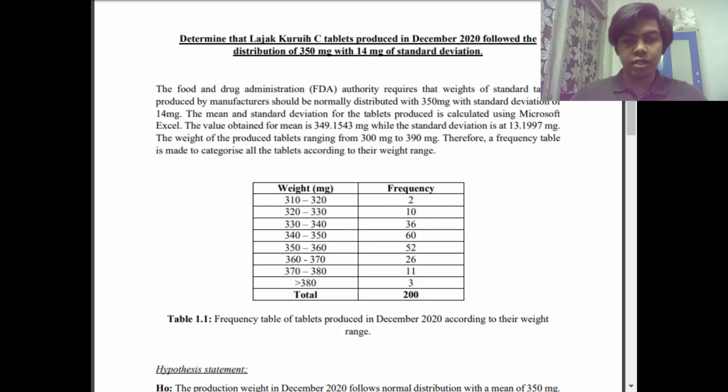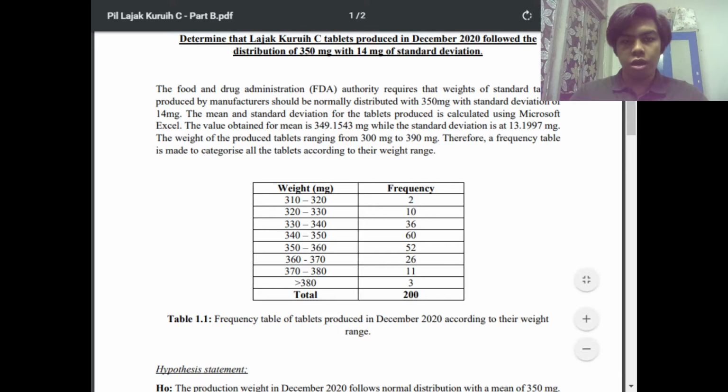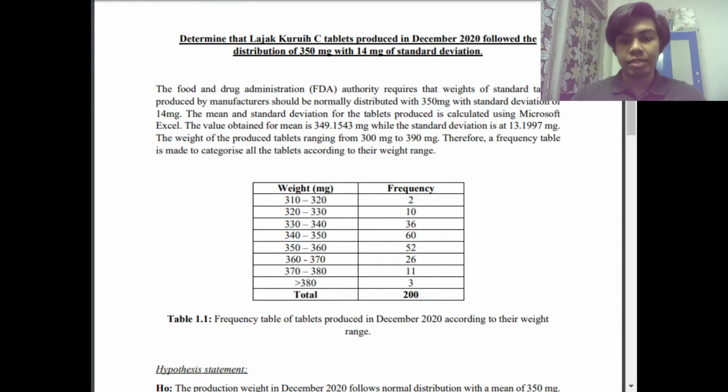Hi, my name is Hazwan, and today I'm going to explain a little bit about part B, where we have to determine whether the Lajakk Kurui-C tablets produced in December 2020 followed the distribution of 350 mg of mean and with 40 mg of standard deviation.